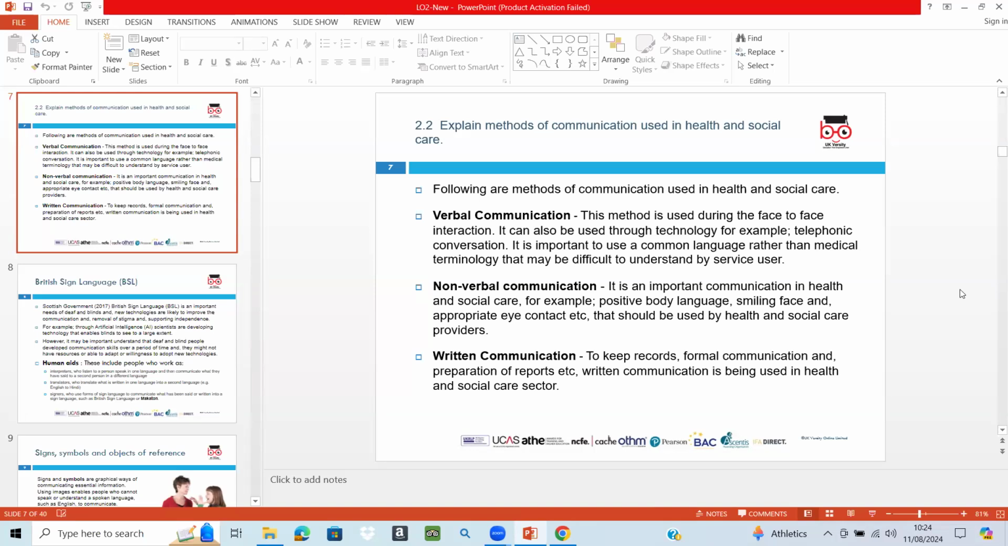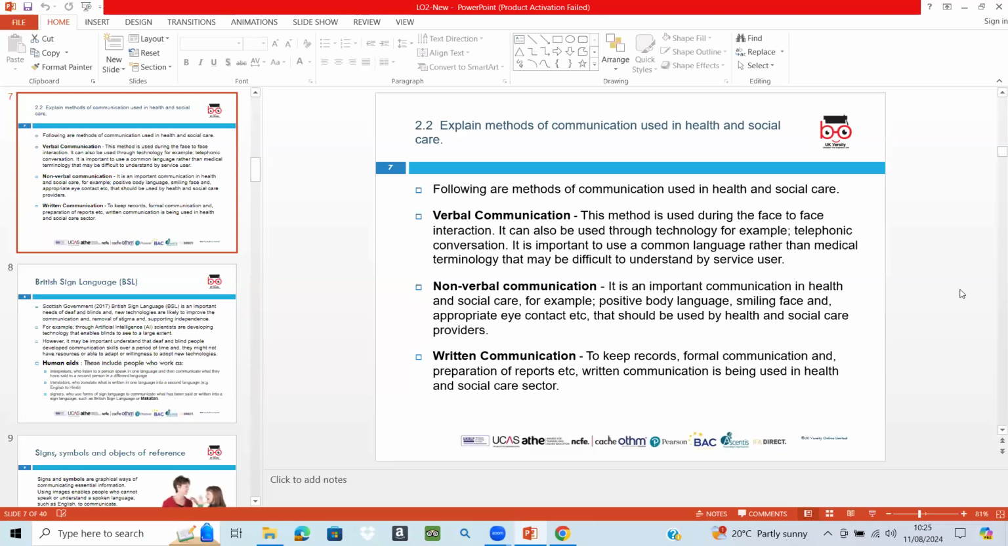So the first one is verbal communication. This is the most common form of communication involving spoken words. For example, when explaining a diagnosis to a service user, it's important to use clear, straightforward language. Avoiding medical jargon ensures that the service user can understand and feel comfortable with the information. A simple phrase like "your heart is not pumping as well as it should" is more understandable than "you have congestive heart failure." Sometimes those jargons would be difficult for the service user to understand.